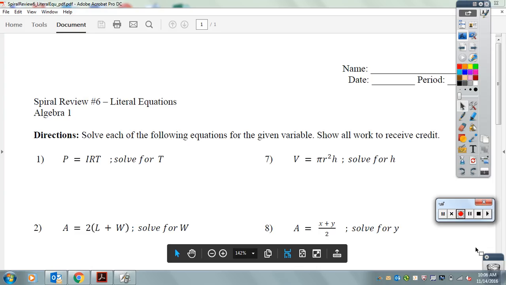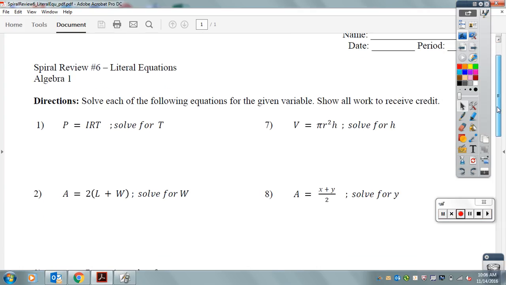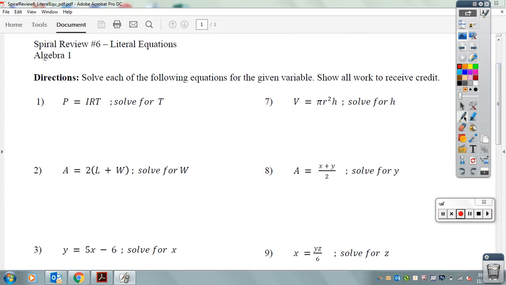This is the spiral review for number 6, literal equations, for Algebra 1. Each of these asks you to solve the following equations for the given variable. In other words, we're rewriting equations, solving for the variable that it asks to solve for. Number 1 says P equals IRT, solve for T.